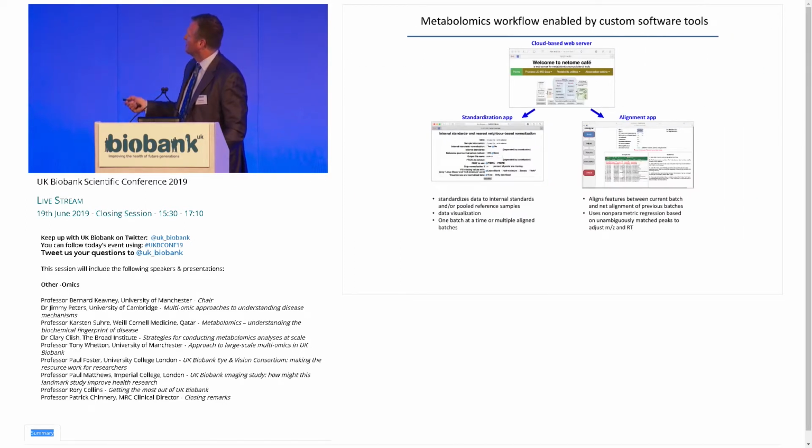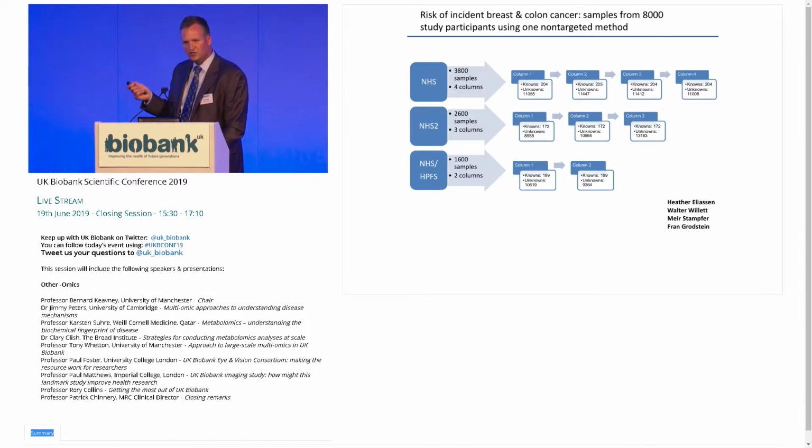The other thing that's required is to have a workflow that supports the processing, post-processing of the data. So in our lab, we have a cloud-based web server that hosts a number of different applications. One of them runs our data standardization app, and then a second one runs our alignment algorithm that uses some unique algorithms. And I just was going to show an example that indicates the feasibility of doing the analysis.